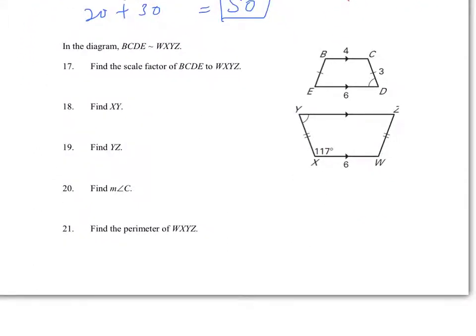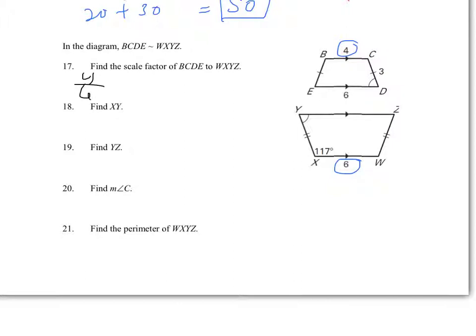Alright, these two shapes are similar. Find the scale factor of BCDE to WXYZ. Alright, so we want to compare two sides that are corresponding. So, for instance, I might compare 6 and 4. Now, how do I know that those are corresponding? Well, visually, in both shapes I have two parallel sides. I'm going to compare the shorter parallel side to the other shorter parallel side. And so we have 4 over 6.